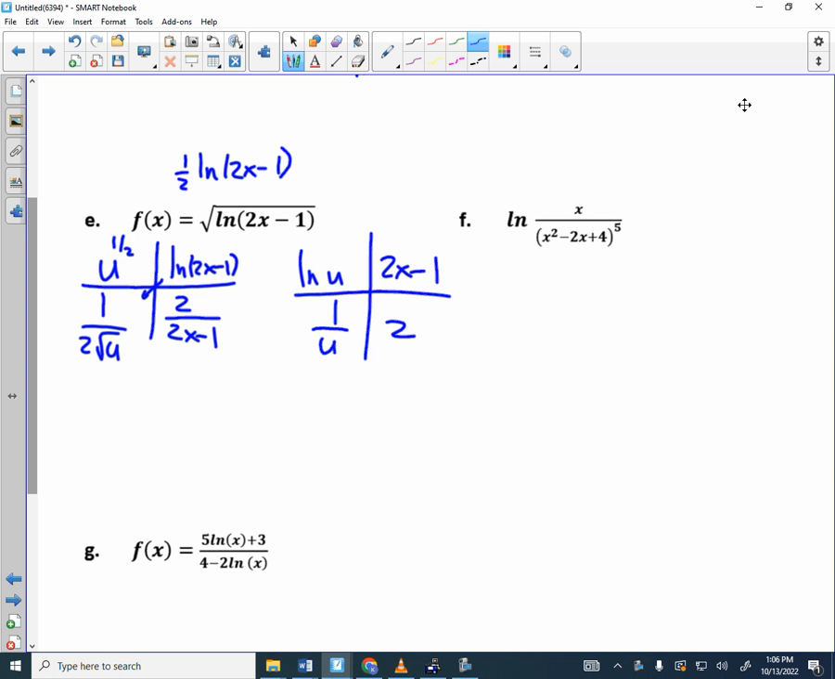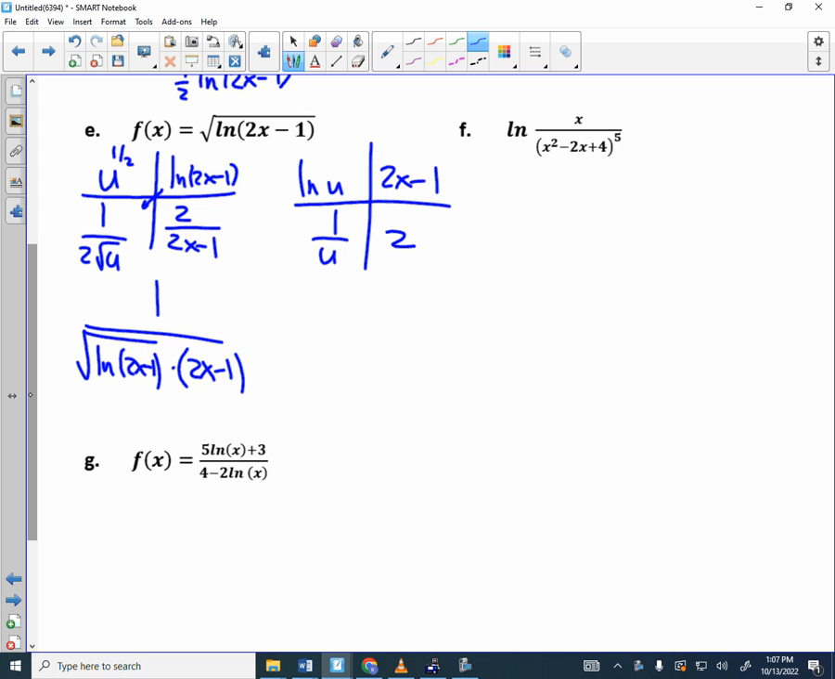Now I multiply these together. What's going to happen to those twos? So what are you going to be left with in the top? 1 over, and in the bottom you got the square root of u. What is u in this situation? Natural log of 2x minus 1 times 2x minus 1. That's your derivative. Is that good? Okay, good.